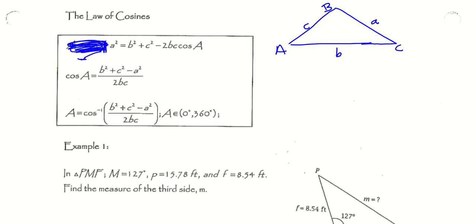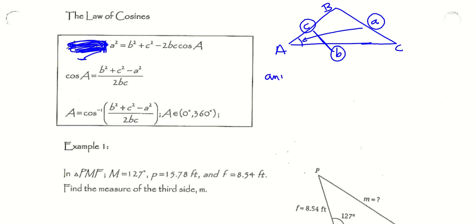It says that any side squared will equal the sum of the other two sides squared minus twice the product of those two sides times the cosine of the angle that is opposite that side. So I've got A, B, and C here, but I think this is really better to learn in words. So let's just put that down.